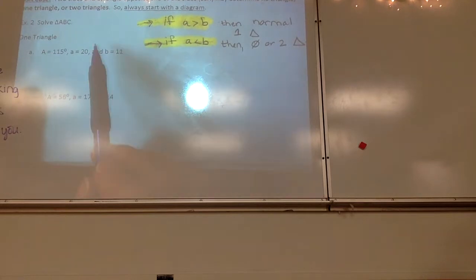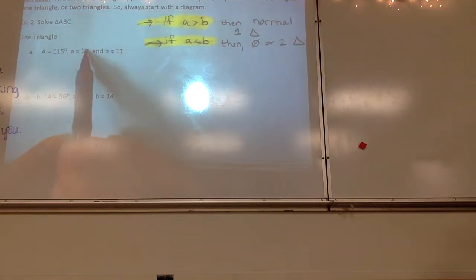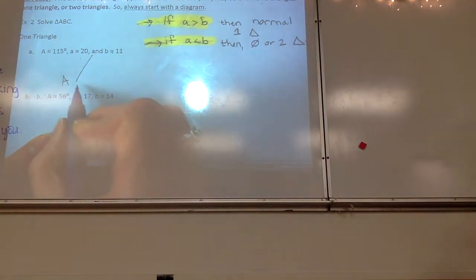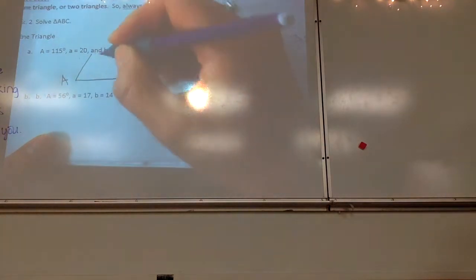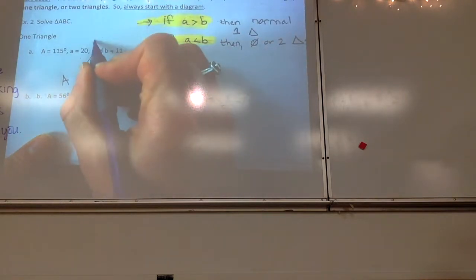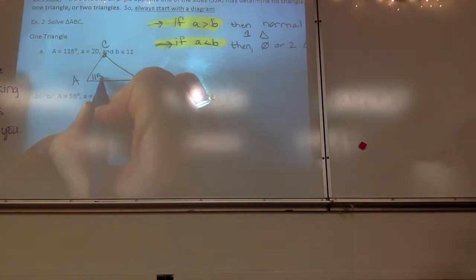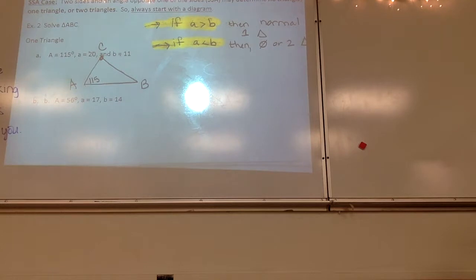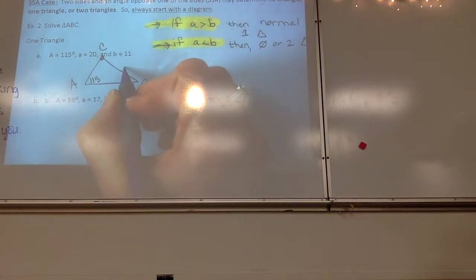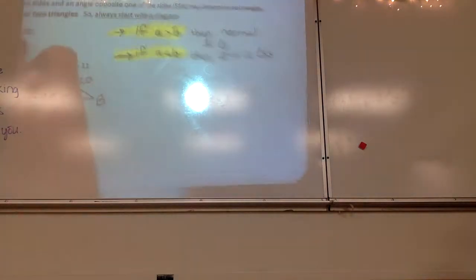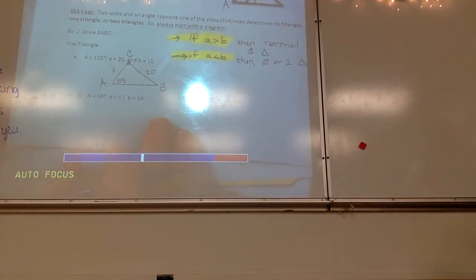So check in on A and B. What's the case about A and B here? A is greater than B. So it'll be normal, so we don't have to check for the second case, but you are going to see something slightly different, so let's do this together. Everybody put A in the lower left, B in the lower right. C is our top angle today. It'll make sense more in a little bit why it works this way. So A is 115, little a is 20, little b is 11. I have switched the triangle around from yesterday, so just as a heads up. But I do want B in the lower right.